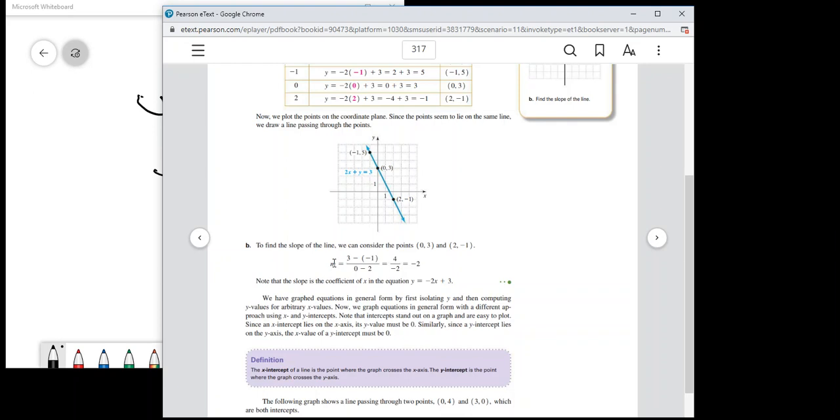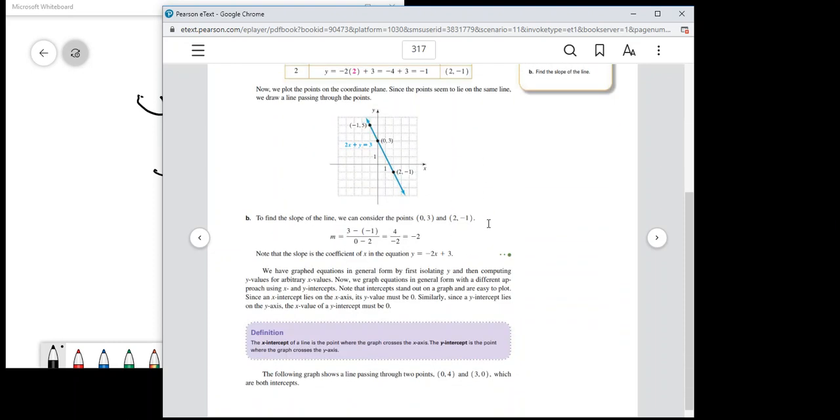Find the slope of the line by using any 2 points. So they chose these two to find the slope. And the slope of the line remains consistent. So that's why you can choose any 2 points on the line. That's the only function, a linear one, where the slope stays the same on a straight line, right?